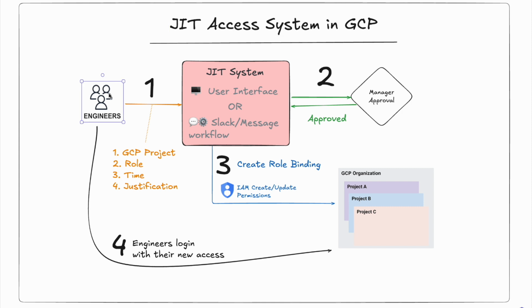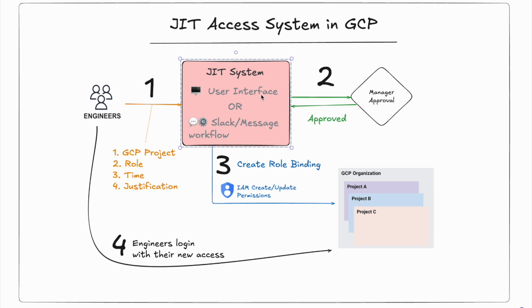Let's say a developer or engineer needs temporary access to a GCP project. They interact with the JIT system and submit a request with input parameters: the GCP project, the role for which they need access, the duration of access, and a short justification. Now, this JIT system could only be accessible by authorized company employees, either by using SSO or some other internal security control. The system itself could be in the form of a user interface or a web form or a Slack workflow, or even an email-based process, right?